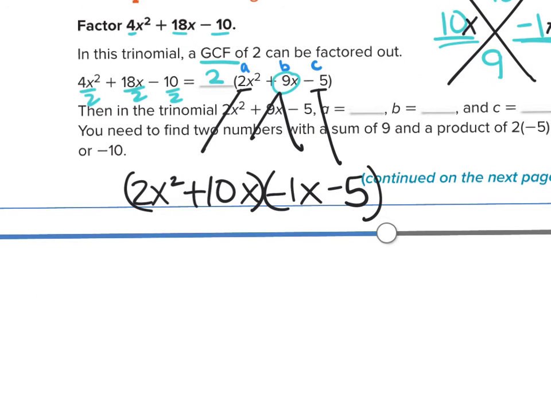So if I look at the first one, I could take out a 2 from 2 and 10, but they also share an x. So my greatest common factor is 2x. Divide each part by that. Those cancel, x cancels the 2, so I'm left with x. 10x divided by 2x is 5. Okay, and then the next step will have a different common factor.